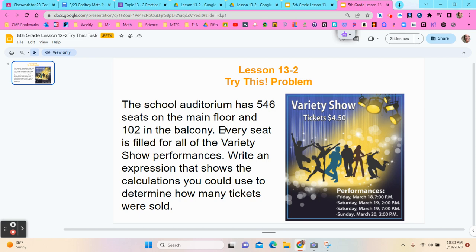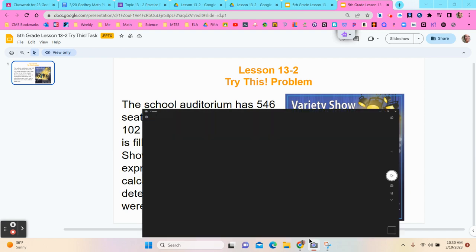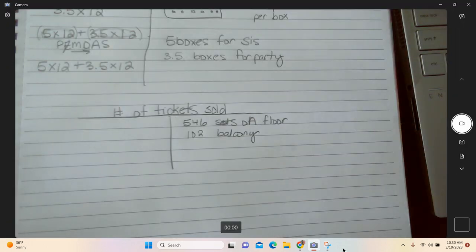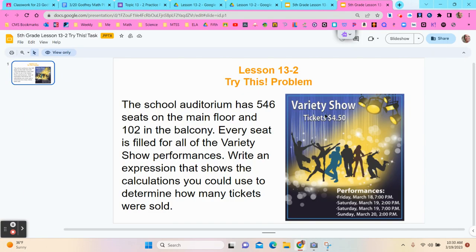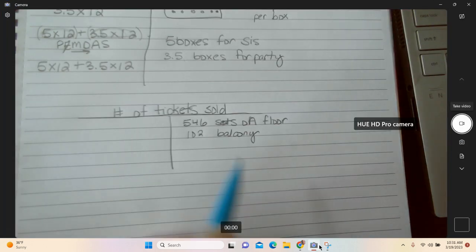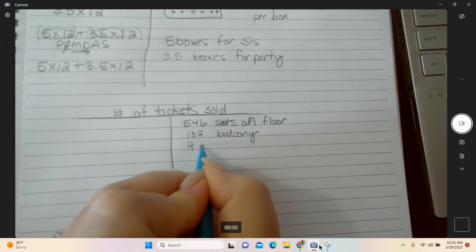Now, they don't tell us how many performances there are, but, oh, no, it does over here. It says the tickets are $4.50. I don't think I need to know that information, right? Because number of tickets, I don't need to know how much the tickets cost, so I'll leave that out. The performances are Friday, Saturday, and Sunday. 2 on Saturday. So there are a total of 4 performances according to this part over here. Now I see I was about to miss out the information. 4 performances.